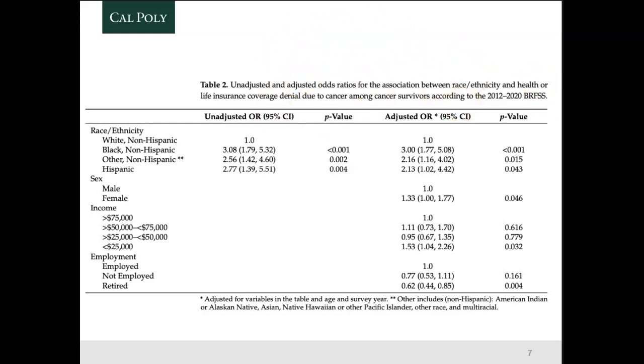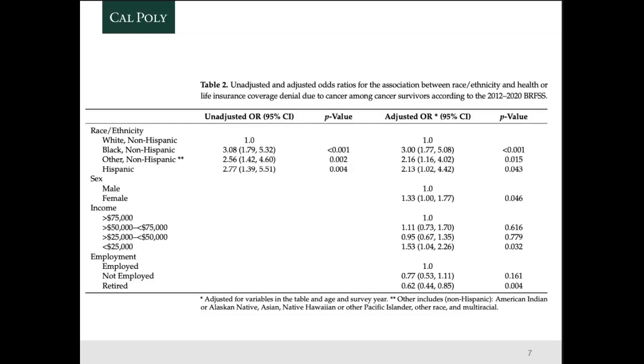It's labeled Table 2 because it's the second table described in the text. The title tells you exactly what the table is displaying without the reader having to refer back to the text. So again, if this said just Table 2, you wouldn't really know what that means. Or if it just said Table 2, unadjusted and adjusted odds ratios, we wouldn't know what that means. It very specifically says that it's the unadjusted and adjusted odds ratios for the association between race, ethnicity, and life insurance coverage denial. So it's very clear in terms of what the results are, in terms of what analysis has been conducted.